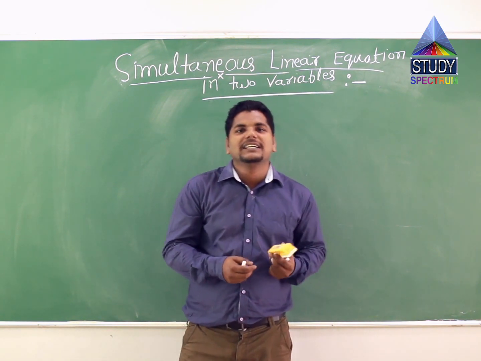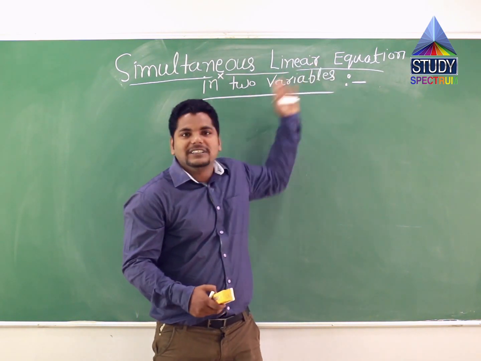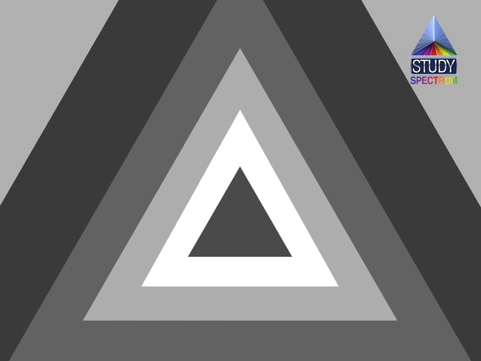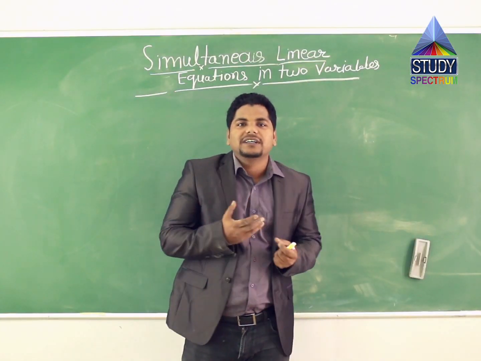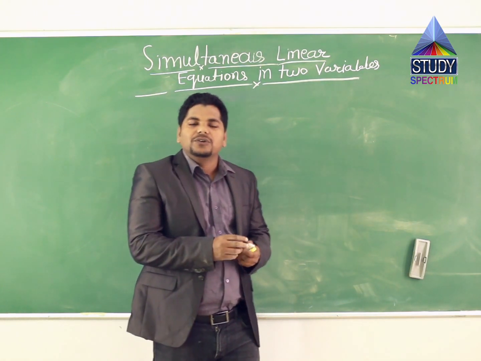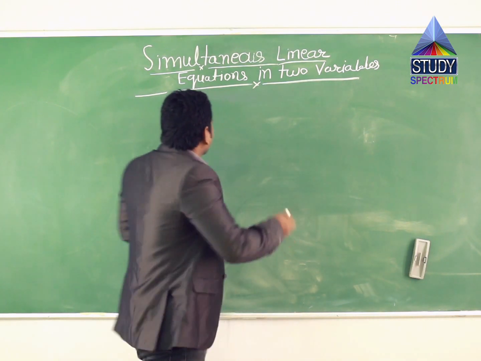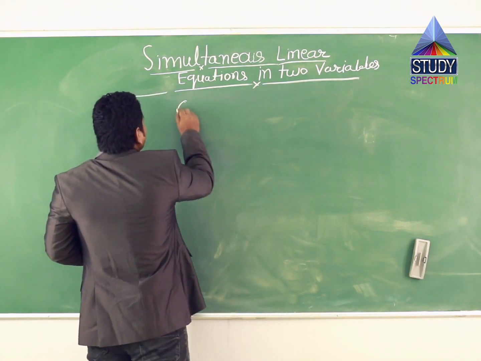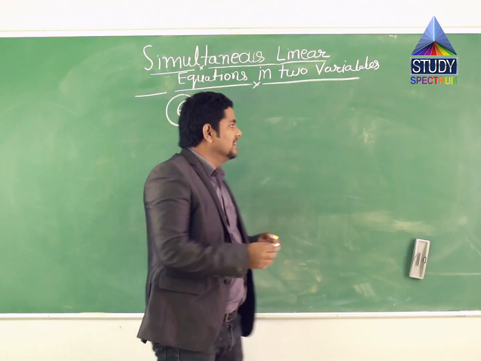Today we are going to study a very important topic of class 10, simultaneous linear equations in two variables. We have just discussed a few graphs of linear equations in two variables, so we'll do a few more graphs. First graph is 2x plus 3y equal to 9.